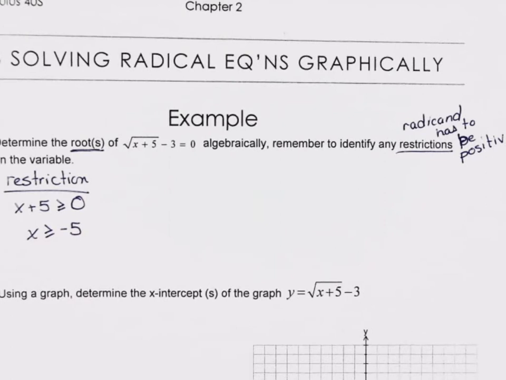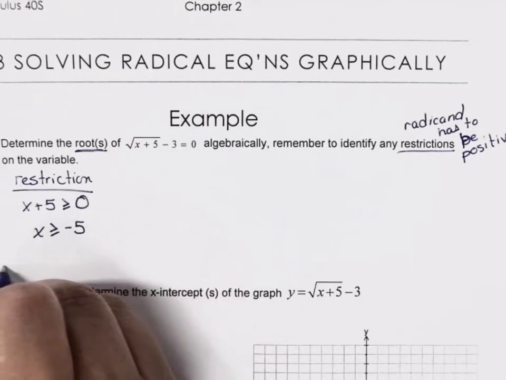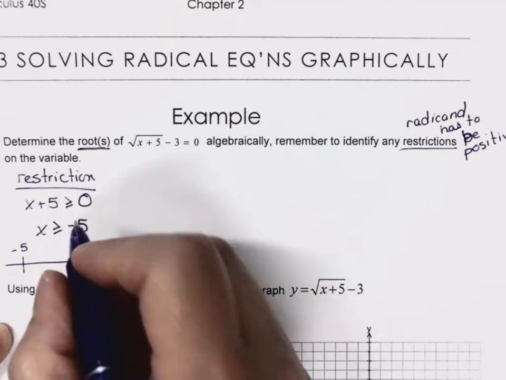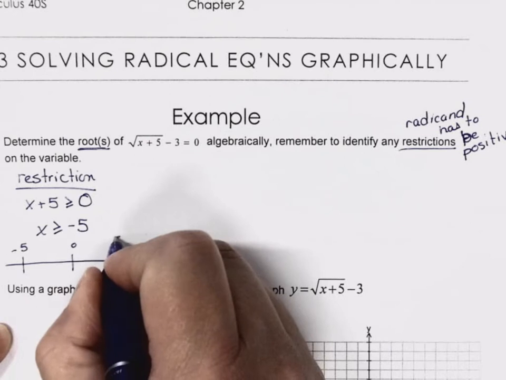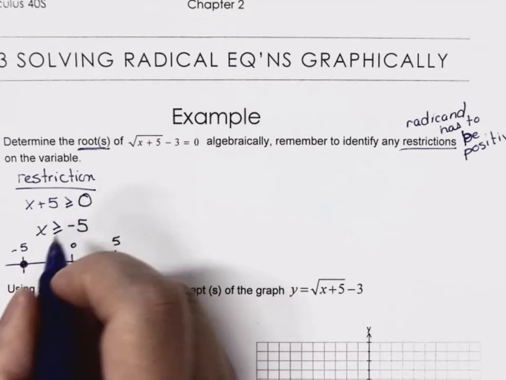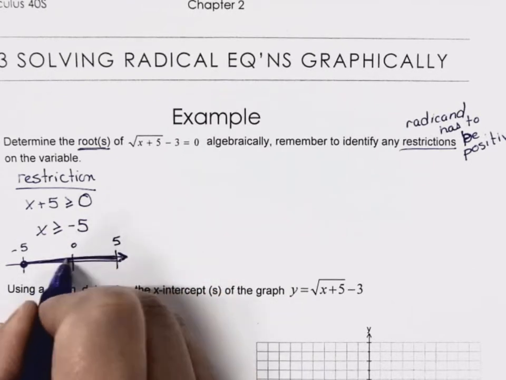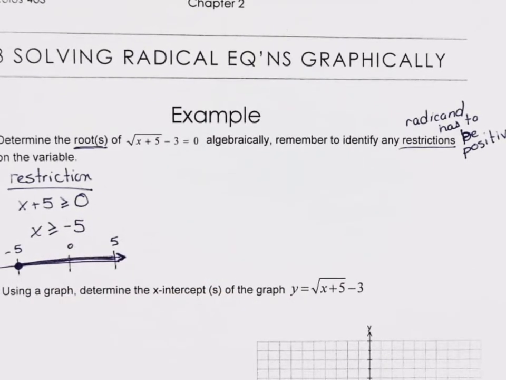So what does that mean? If we were to put this on a number line, here's -5. Would it include the point -5? Yes. So closed circle, and all my domain values would be in this direction. Does that make sense to everybody? So would -7 work? Would -2 work? Yes. Okay, so that's what you've just done with the restriction.